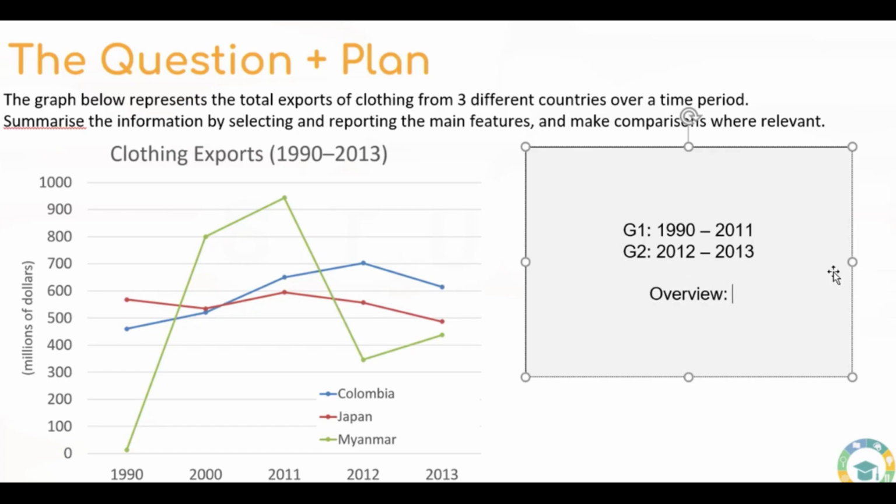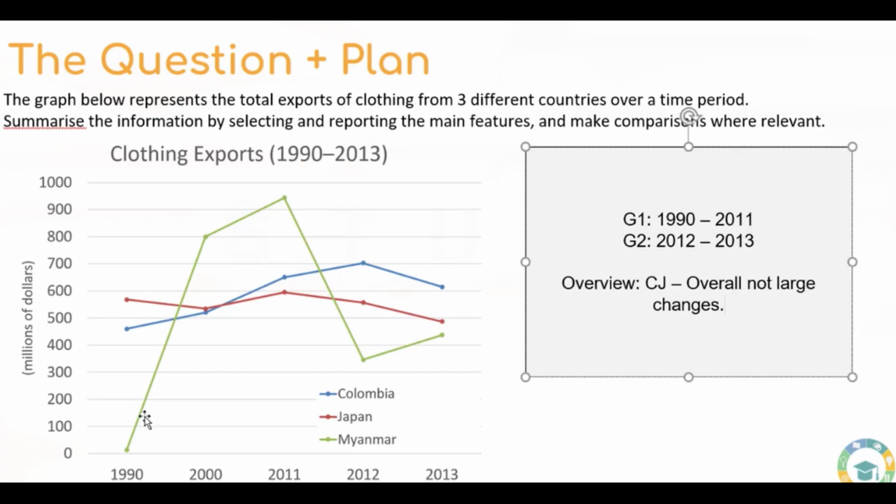So let's move on to our overview. And I need to think about a few general statements that I could write about. I think I'm going to split into Colombia and Japan and Myanmar. So that's how I'm going to describe a very general trend for each of those 2. So if I do CJ for Colombia and Japan, and I'm going to say overall no large changes. Although we can see, for example, with Colombia, there is an increase. It's not quite as pronounced as in Myanmar. Japan very much stays the same, fluctuates at round about 550 million.